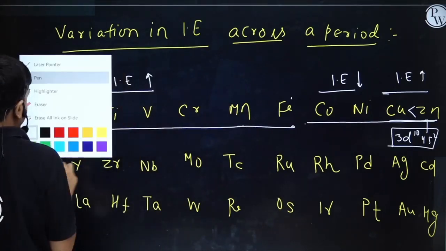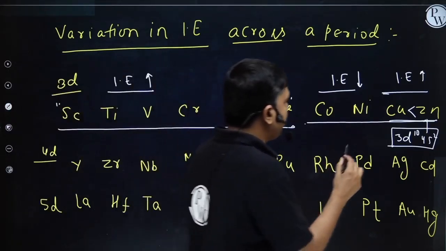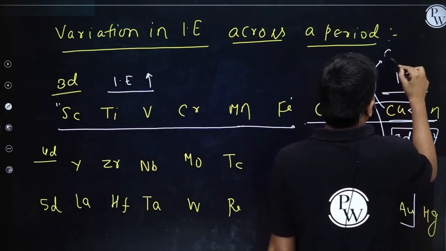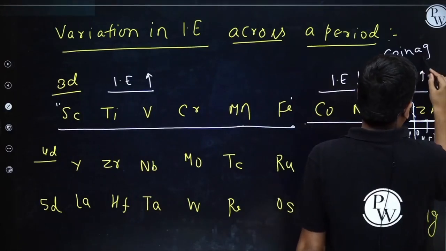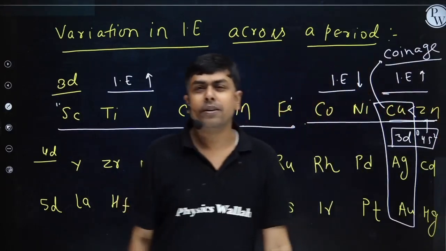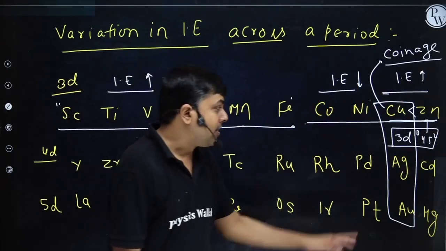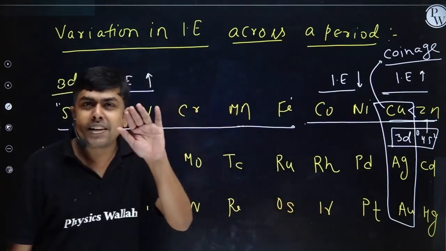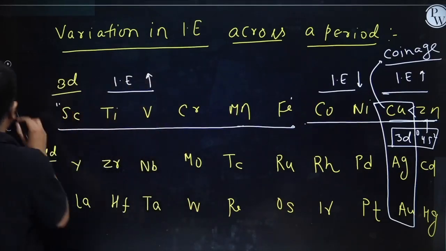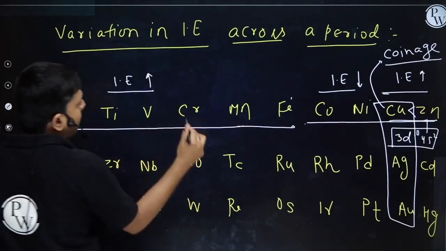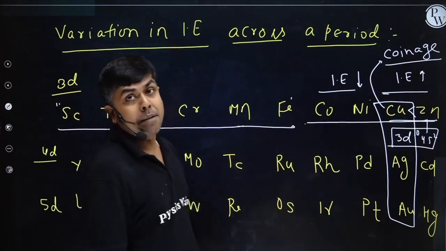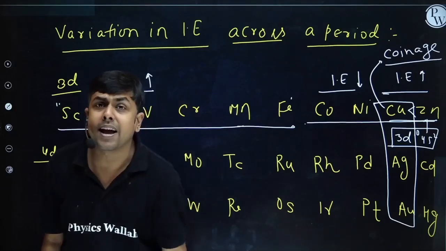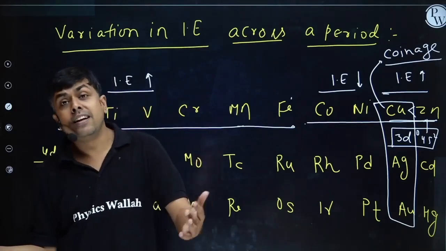Let's focus on these three elements: copper, Ag, Au. These elements are referred to as coinage elements. Copper is a 3D series element, silver a 4D series element, and gold a 5D series element. Basically, as we move from 3D to 4D, what will happen? Atomic radii will increase. With the increase in atomic radii, ionization energy will decrease.